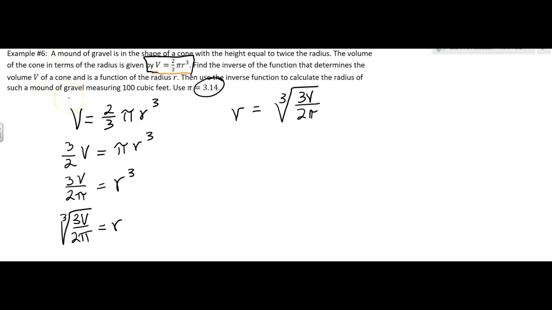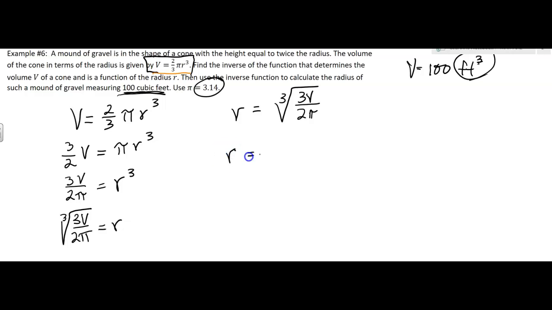Okay, and it says, use this inverse function to calculate the radius of such a mound measuring 100 cubic feet. That cubic feet tells you its volume, because you might be wondering, well, how do I know that's the volume? It's measured in cubic feet. Now they have it typed out, but you could write it as cubic feet like that. And so this is just the unit of measure on volume. Volume is a cubic measurement. Okay, so we know the volume. So this is V. And then we're going to use 3.14.